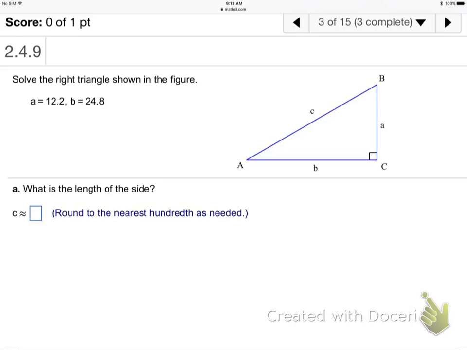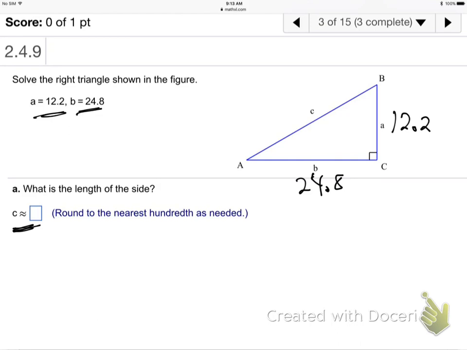Let's do that. Okay. This one will be a little different than 1 and 2. They're giving me little a is 12.2. They're giving me little b is 24.8. And the first thing they want over here is little c. How do we find little c? How do we find the other side? So what am I going to do to find that other side?